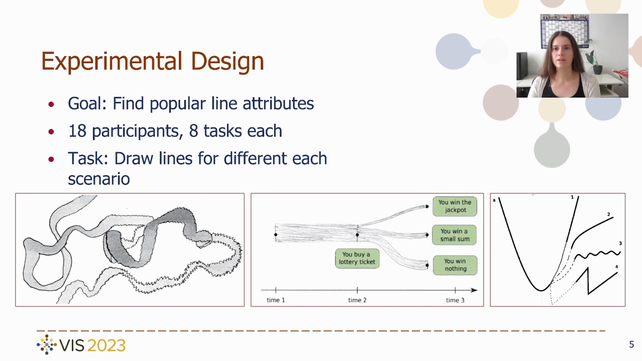For our experiment, we designed 8 tasks. Each task featured a scenario with several levels of uncertainty. The participants had to add lines to provided graphics to encode uncertainty. We had 18 participants in this study. Each one drew an image for every task. On this slide, I provide some sample submissions.